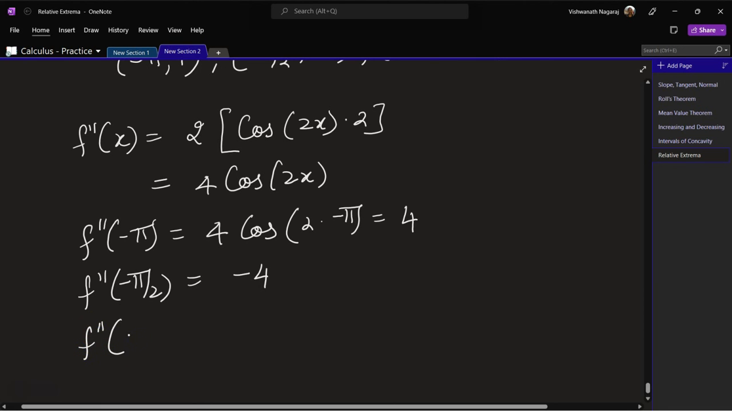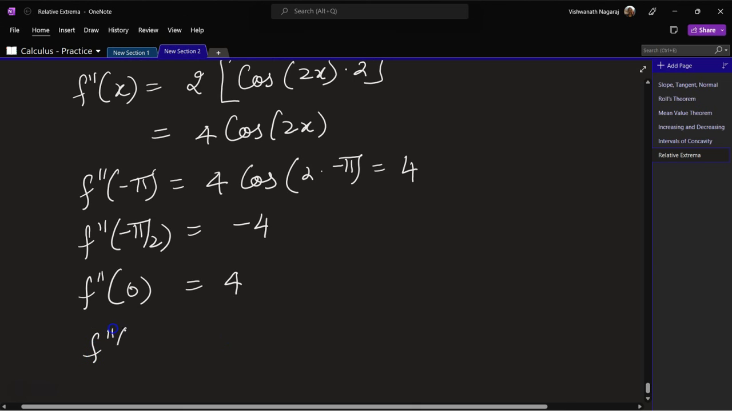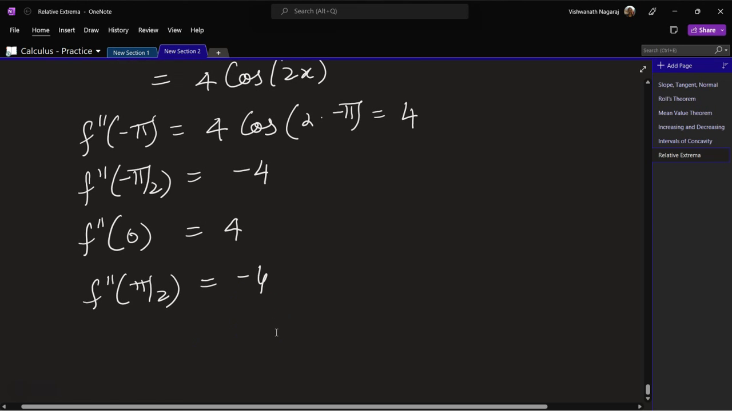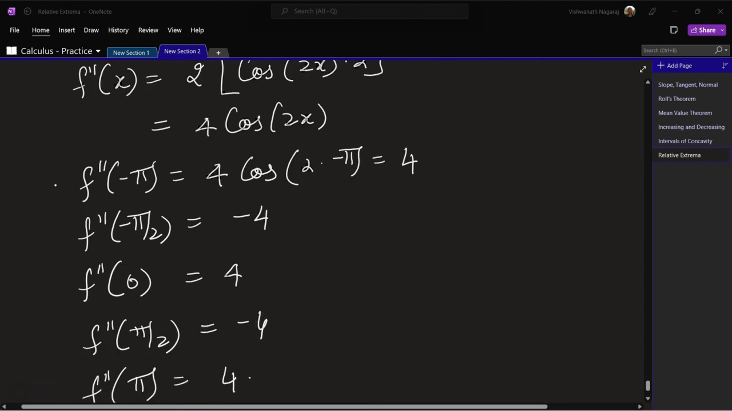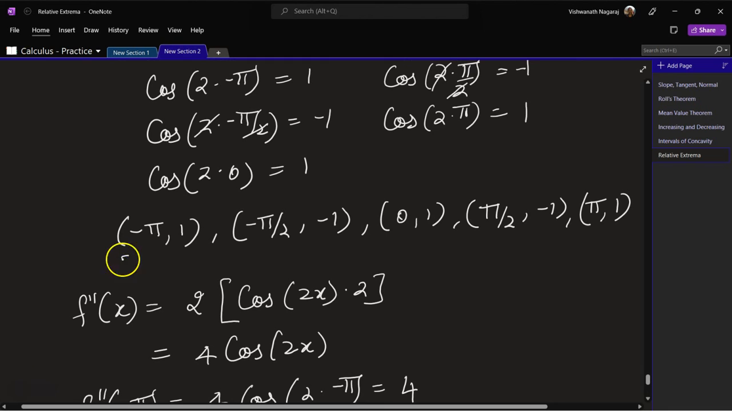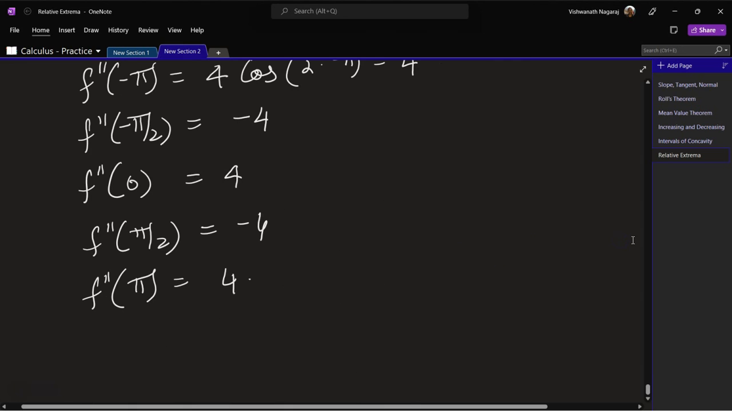F double prime of 0 is equal to 4. F double prime of pi by 2 is equal to minus 4. And finally f double prime of pi is equal to 4, which means this is positive, negative, positive, negative, positive. So start with positive. That means relative minima, relative maxima, relative minima, relative maxima, and relative minima. Okay, that's the 15th one.